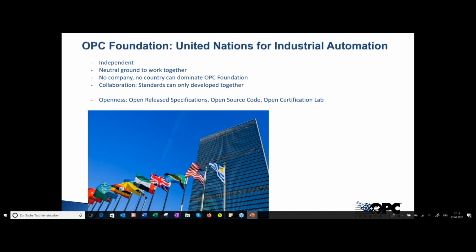Being a member of the OPC Foundation, the benefit definitely is that you have early information while the specification is under development, and you can influence the direction of the specification.